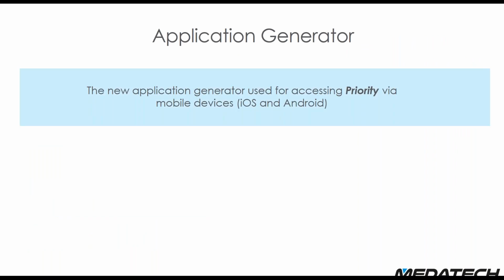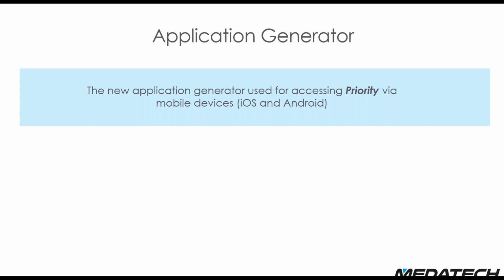Okay. The application generator gives us the ability to access Priority from our mobile devices, Android device or iPhone, and so on. Effectively, the applications are generated from within Priority, which require no programming skills. In addition to viewing information, we're able to edit or make new records, and we could also run direct activations that do not require input.